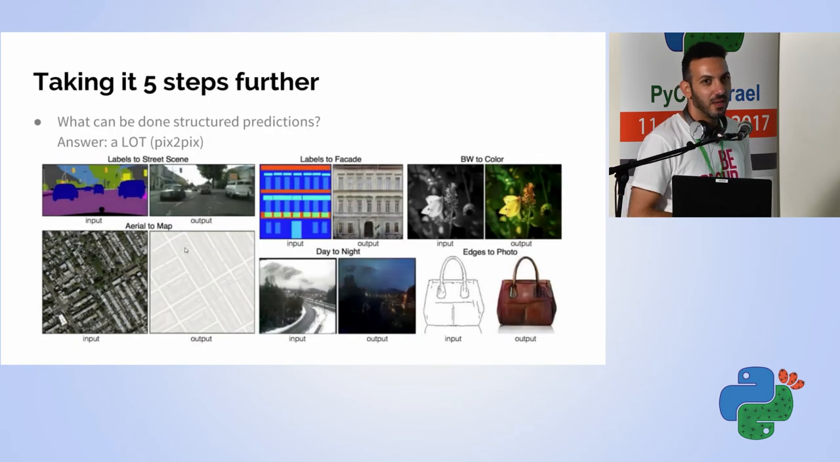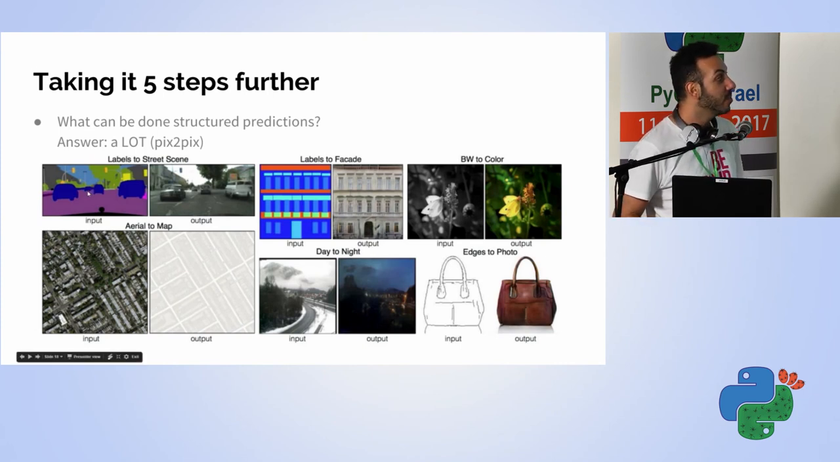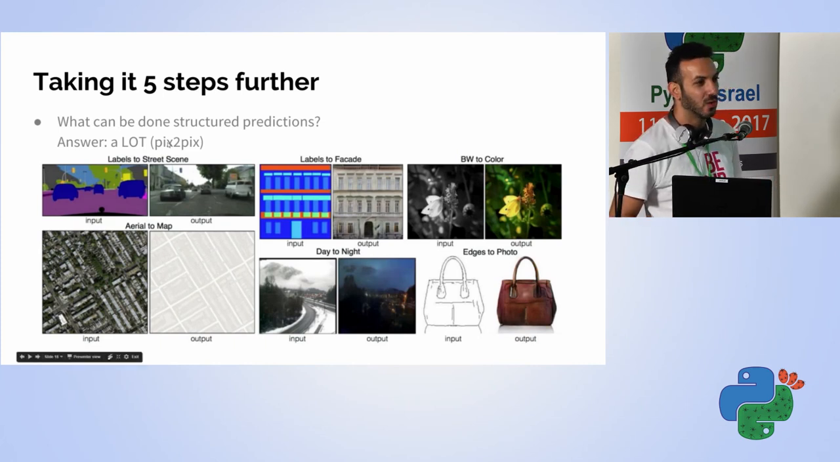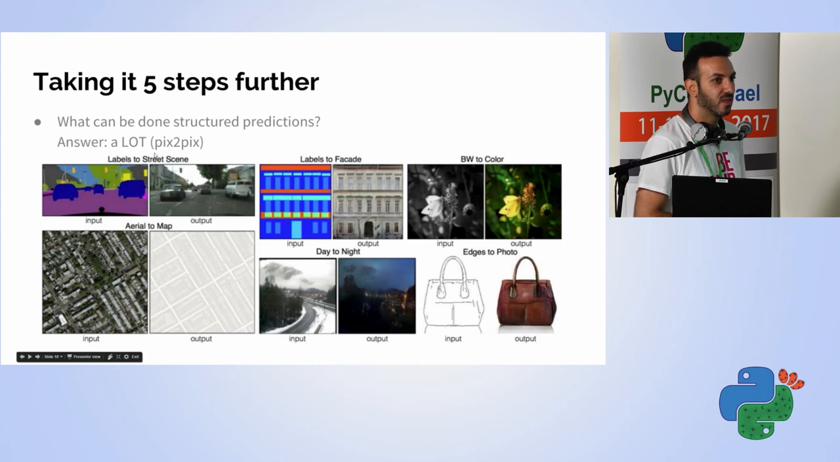So if you take this concept five steps further and do structure prediction, this is the super cool stuff that you can do. I mean, this is the input. The input now is the labels, and this is the output. Painting a real image from the labels, right? Label to image, black and white to color, aerial to maps. This is like a reverse problem, which is solved by pix2pix, and I think Phillip Isola is also part of this work. I'm not sure, but okay.